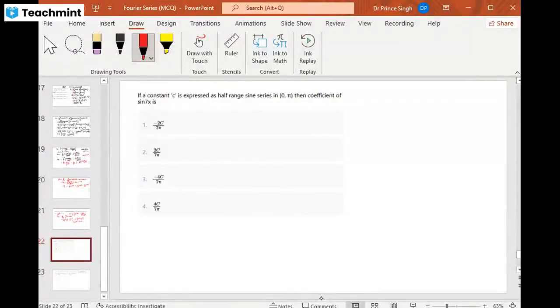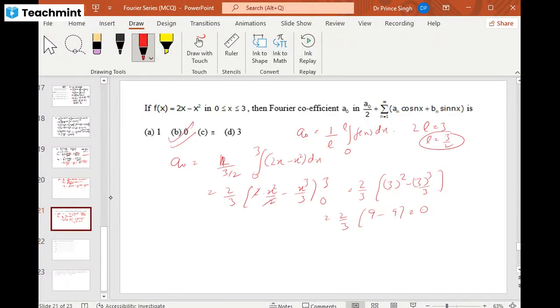Okay, in the last question, f of x is 2x minus x square in the interval 0 to 3. So we need to calculate a naught here. So we integrate our function 2x minus x square. Integral of x is x square by 2. Integral of x square is x cubed by 3 with the limit 0 to 3. We integrate our function, substitute the upper limit minus lower limit, and the answer comes out to be 0 only.